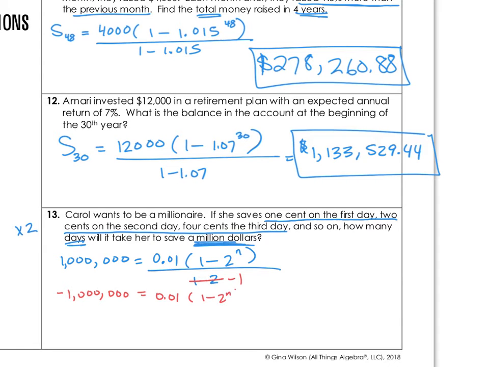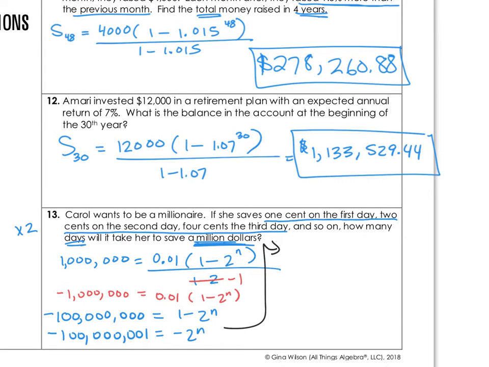1 minus 2 to the n. Okay. And then I'm going to divide by 0.01. So that actually makes this a little bit larger of a number. Well, barring it being negative. But anyway, okay, now subtract 1. All right, divide by, go up here, I'm running out of room. Divide by a negative, because there's no reason to have a negative on both sides, because they'll go away.